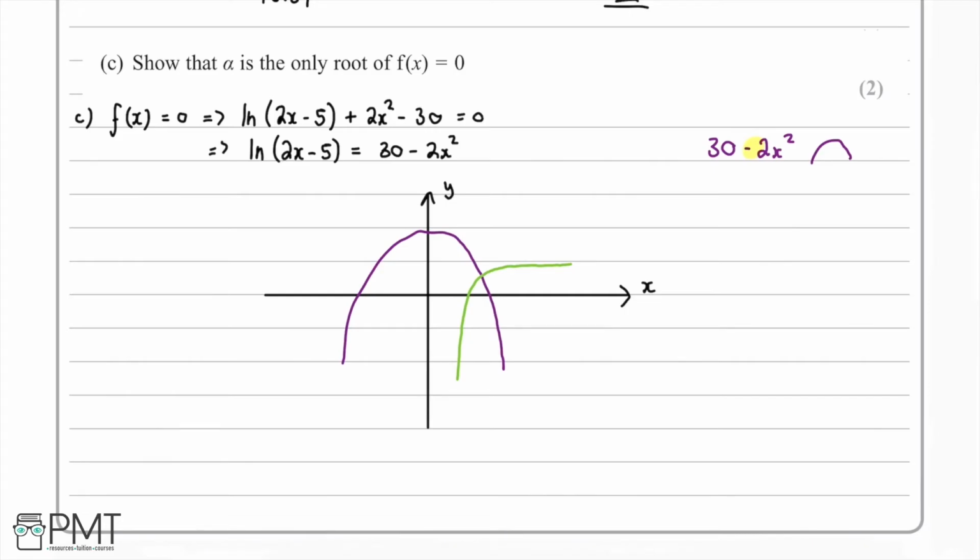So now, what do we notice? Well, there's only one point of intersection between these two graphs. So what this means is that we can conclude that they meet in one place, so there's therefore one root. So we'll just write this down. One point of intersection. And what this means is that there is only going to be one root. So that means that alpha is the only root. And therefore we have finished the question.